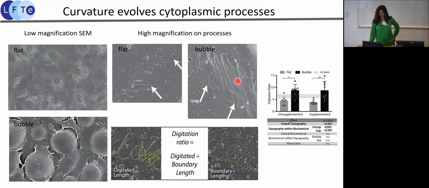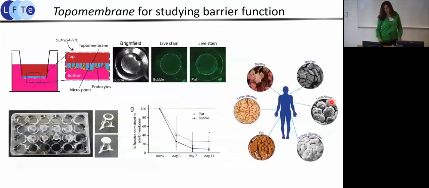And if you just measure these digitation ratios and so on that we get on the bubble surface, we are actually getting into the range of this physical appearance that you would get in vivo. And so we were also able to make this bubble membrane, which we call top membrane, that is now able to grow. We are able to grow podocytes on one side and actually to measure barrier function.